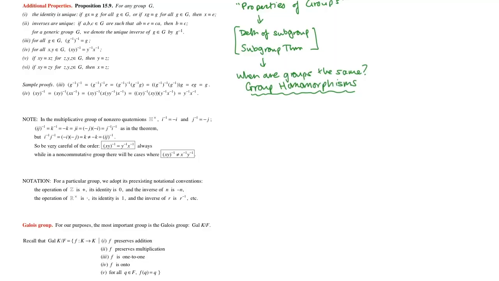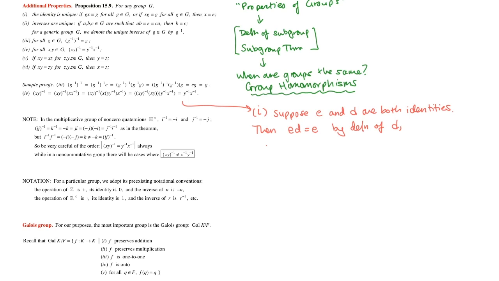Alright, so we're going to look at the additional properties of groups here, and we'll prove some of them, and I'll leave some of them as exercises for you. So let's prove 1, that the identity is unique. We'll do that by supposing that we have two different identities, E and D. Well, then we've got ED equals E, by the definition of D being an identity, and similarly ED is D, because E is also an identity. Now we have E equals D.